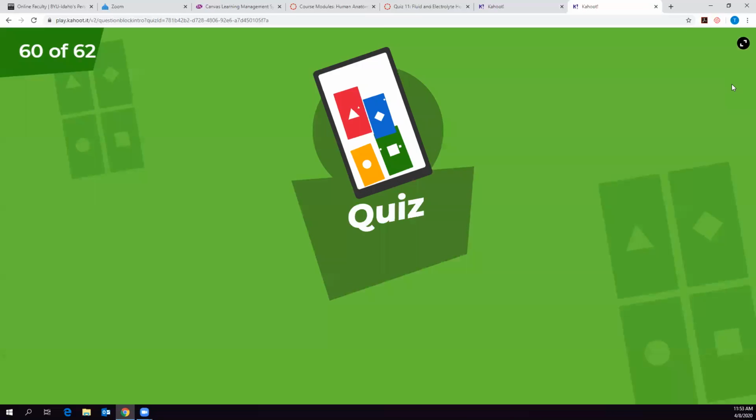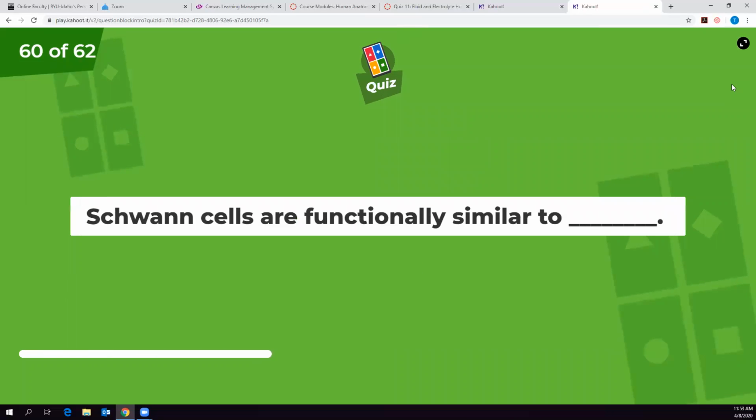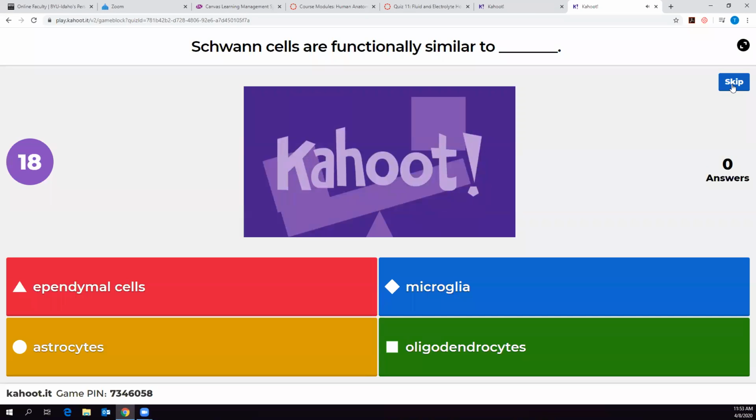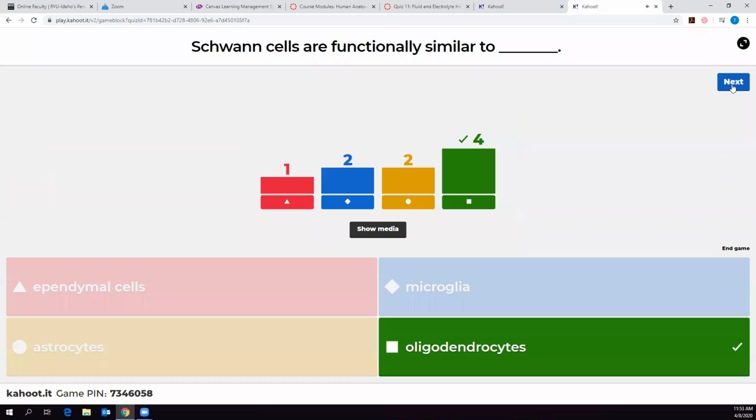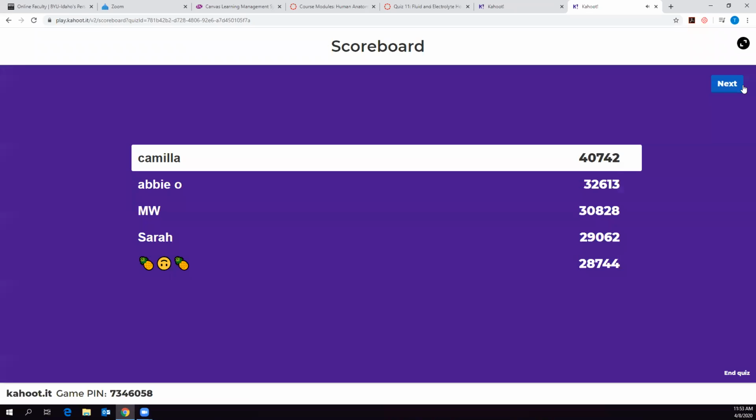Sorry about that. Schwann cells are functionally similar to what cells? Yep, oligodendrocytes. Good job.